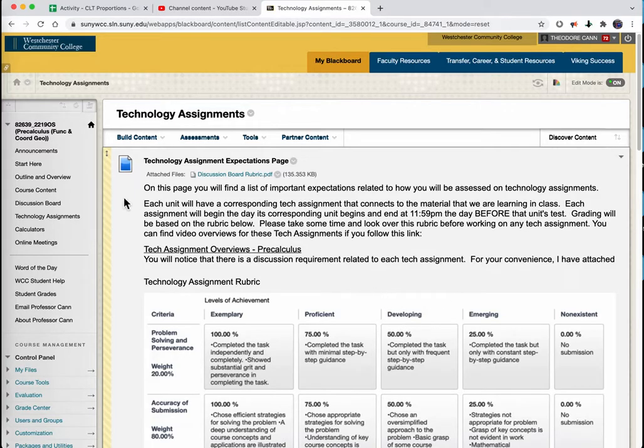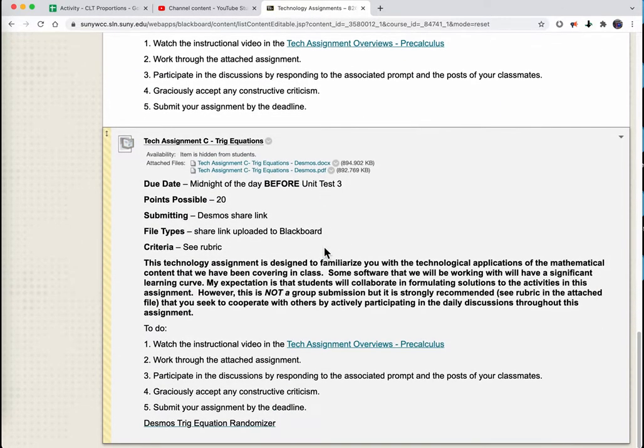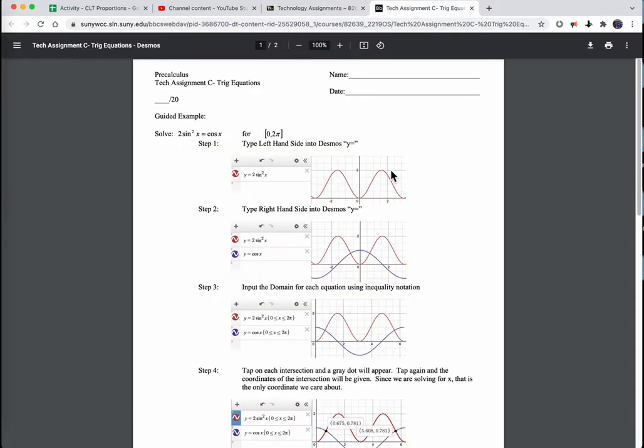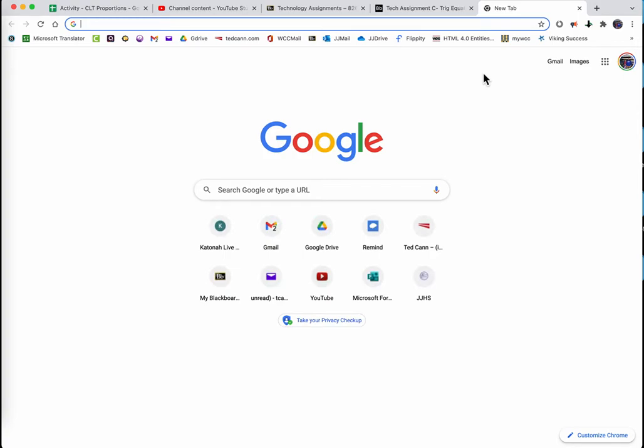Over the third technology assignment. It's called Trig equations. So I'm just going to click open the file. So the guided example, you could do all this on Desmos. I tried to make it as straightforward as possible, but it basically tells us to put in this equation but in a particular way. All right, so let me go to Desmos.